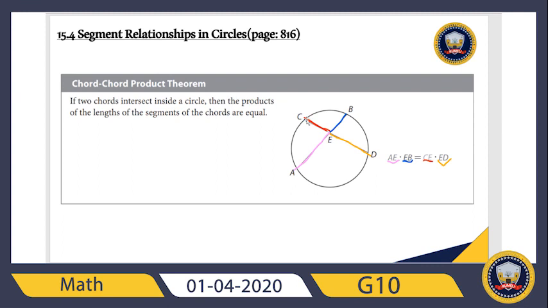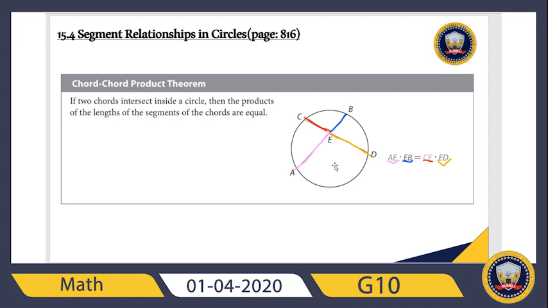So basically, what is a chord? It is a segment that is inside a circle. It crosses the circle in 2 points, like this one. CD is a chord, and it doesn't pass through the center. So AB and CD are chords. Obviously in Arabic we say watar.